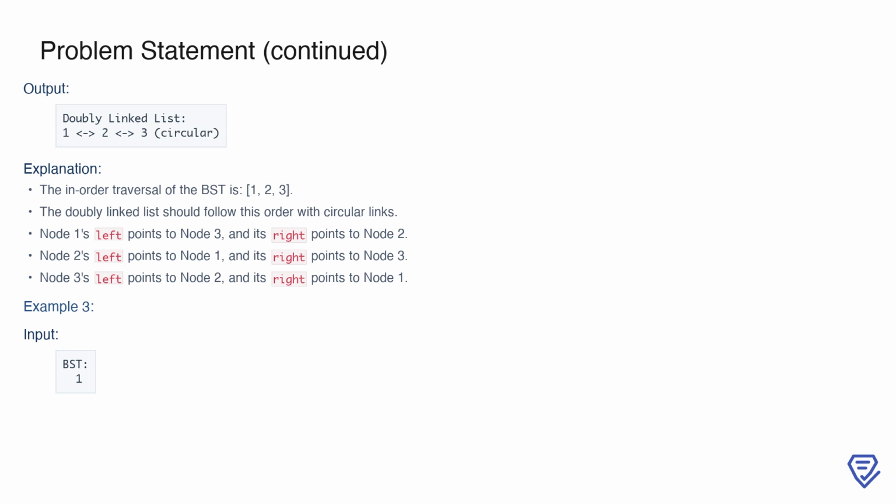In another example, if the binary search tree has 2 as the root, with 1 as its left child and 3 as its right child, the resulting doubly linked list will have the nodes in the order 1, 2, 3. Again, this follows the in-order traversal of the BST. The circular property is maintained, so node 1's left points to node 3, and its right points to node 2. Node 3's right points back to node 1, completing the loop. This demonstrates that the algorithm handles smaller trees effectively while maintaining the correct order and circular structure.